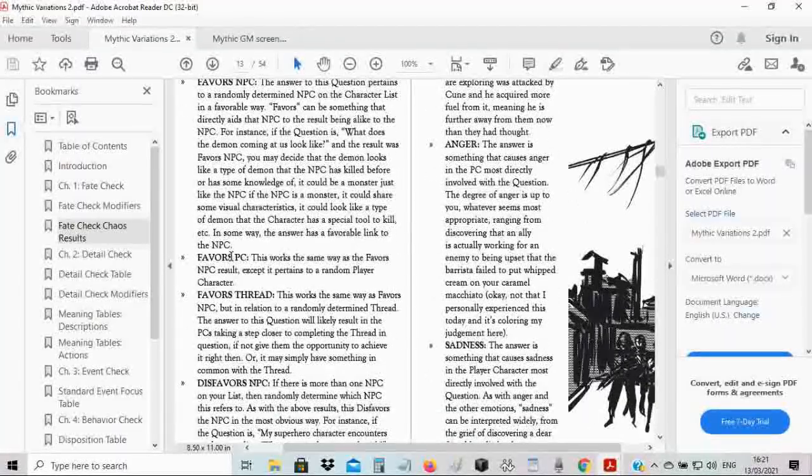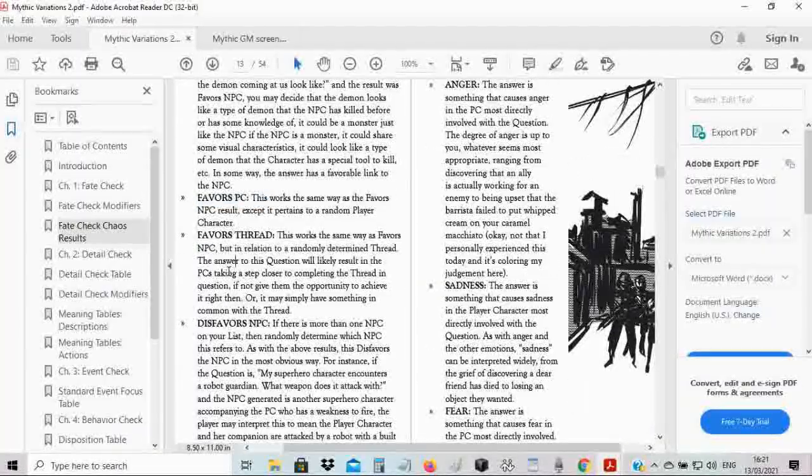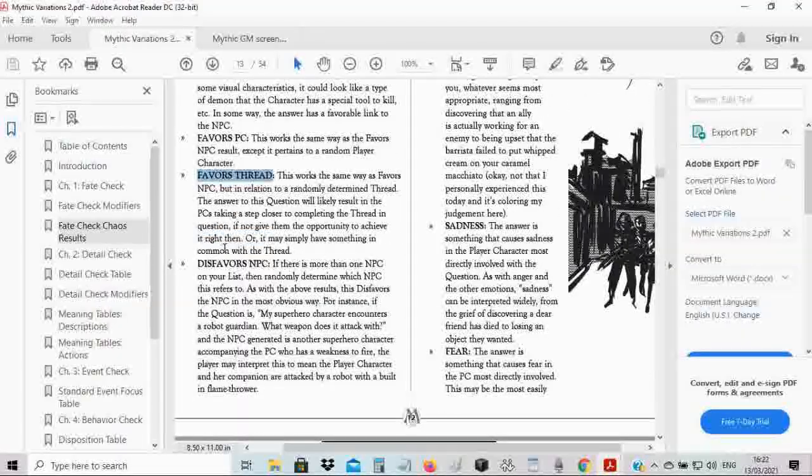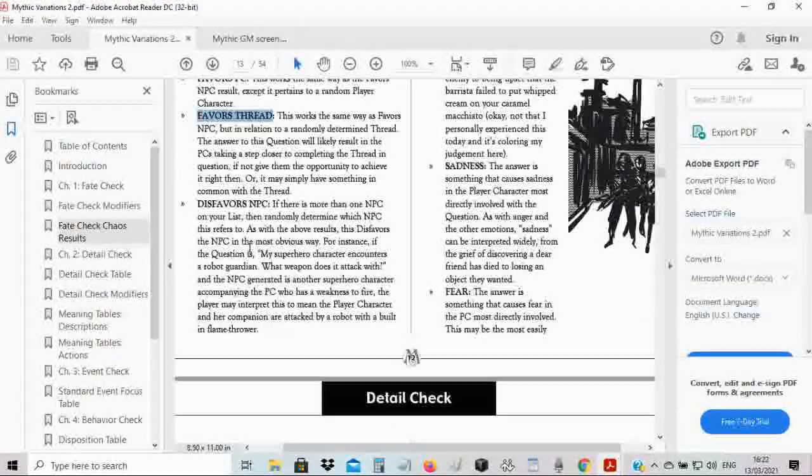Favors PC, this can mean something good happens to the PC. Like I said, let's go back to the barbarian character. Maybe he finds a chest full of gold and stuff like that. Favors thread. Maybe it holds on to the story. In the quest of the barbarian to find the person he wants revenge against, maybe he finds a clue where his enemy is.